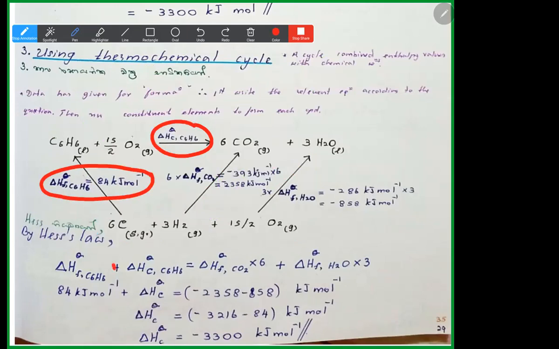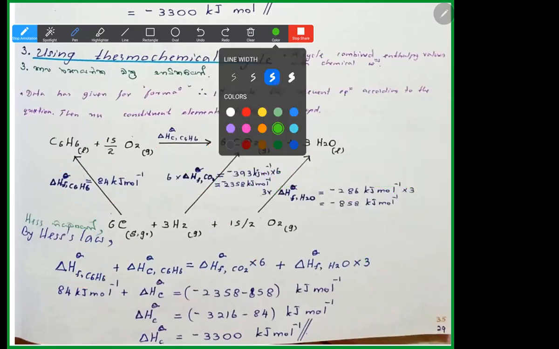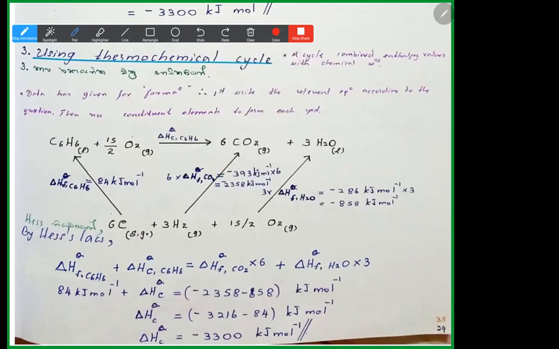That is the benzene formation enthalpy and the combustion enthalpy of benzene, equal to this and this: the formation enthalpy of CO2 and the formation enthalpy of H2O. Then, solving for the unknown combustion enthalpy, you can get the answer. It is this easy.